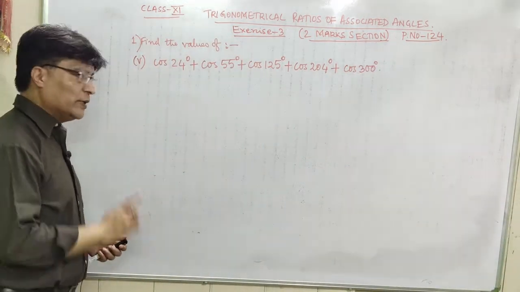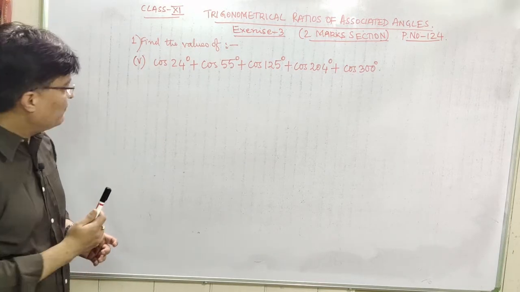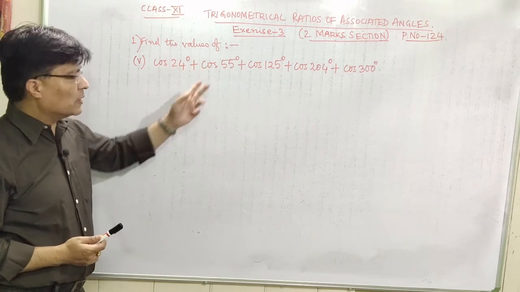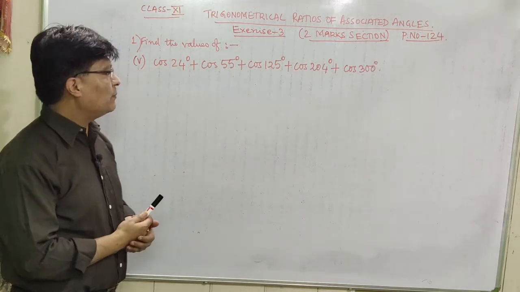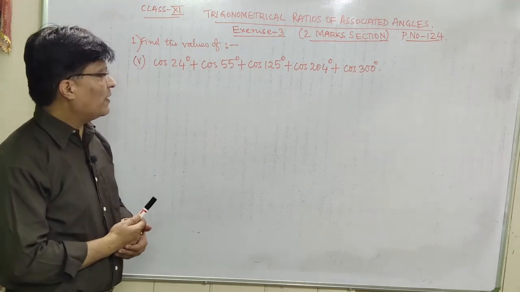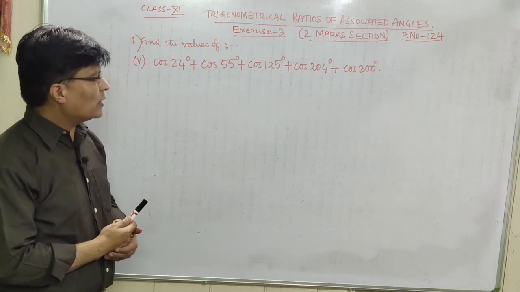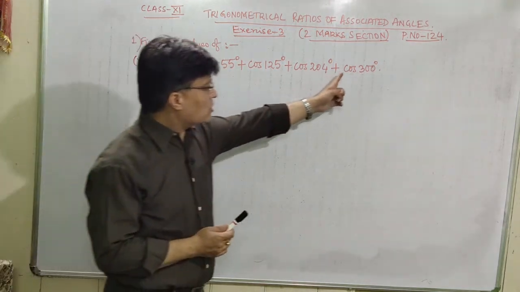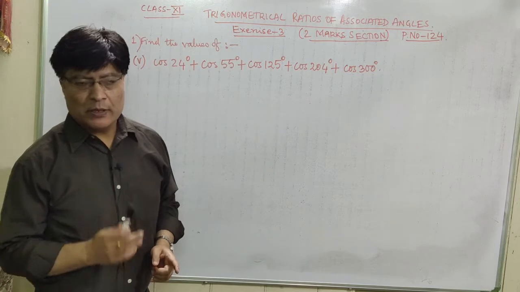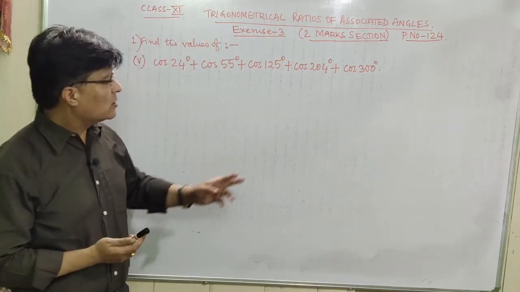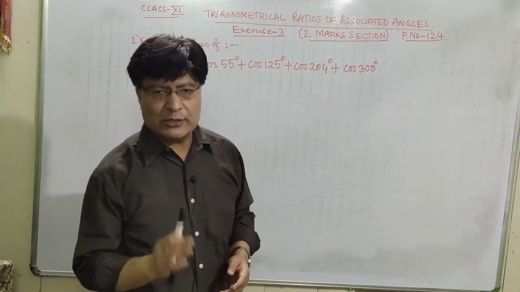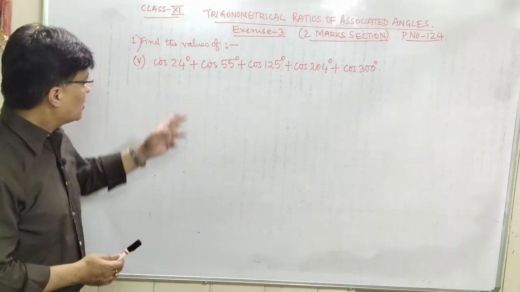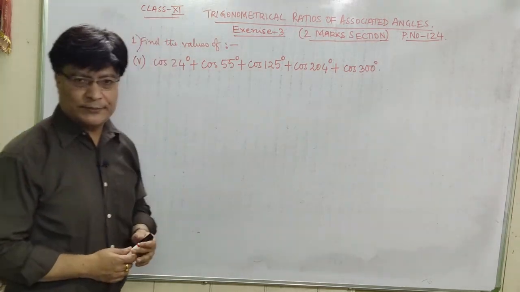So now we are doing the next question, that is question number 5 of number 1. You have to find out the value of cos 24 degree plus cos 55 degree plus cos 125 degree plus cos 204 degree plus cos 300 degree. So only this cos 300 degree is the standard angle here. You can find out its value because this 300 degree can be written as 270 plus 30, or you may write 360 minus 60 degree. But these are not your standard angles.